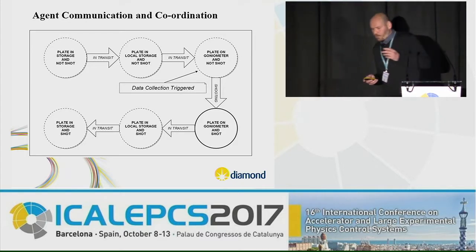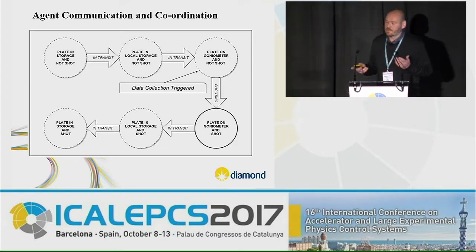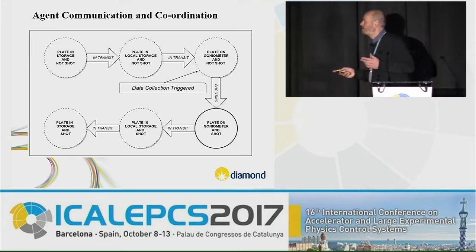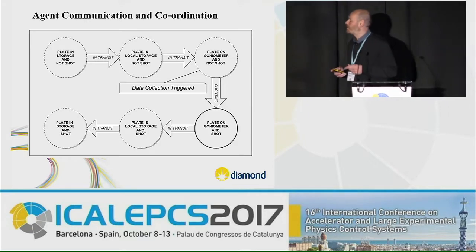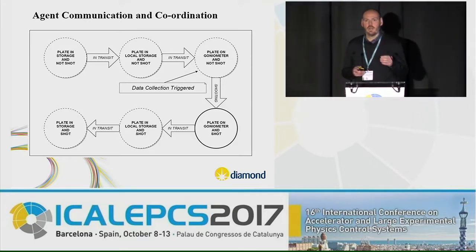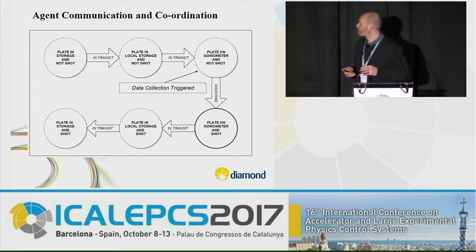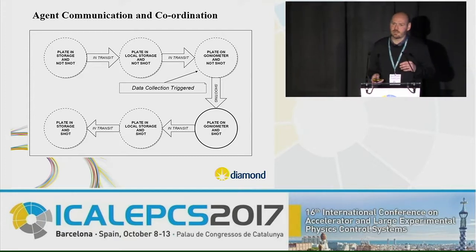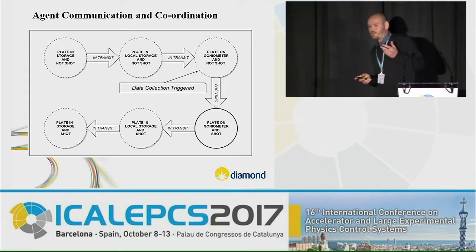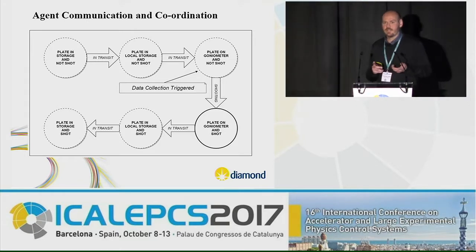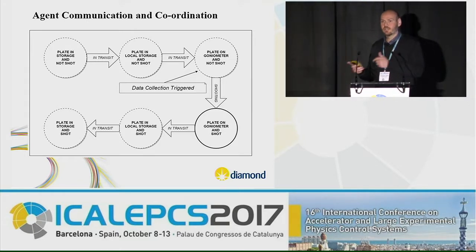Now, how do the agents know what to do? Well, there's no boss at all. There's nothing actually telling the agents what to do. Instead, we have a central information source through which the agents can communicate. And all they need to know is the plate state to determine which action to take.